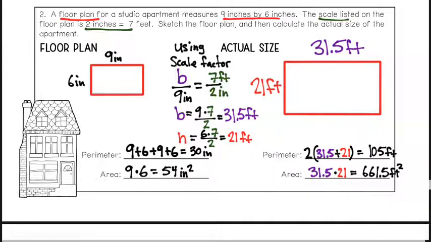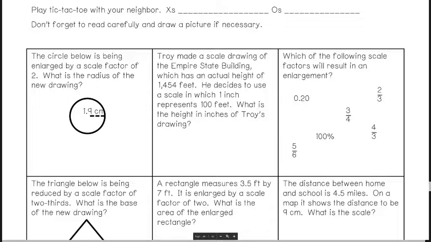And now what you need to do is you're going to go ahead and match up with a partner, and you're going to play your tic-tac-toe to answer the questions below. And do your very best to go through and answer each question so that way you guys can get a good review on this. Have a great day.